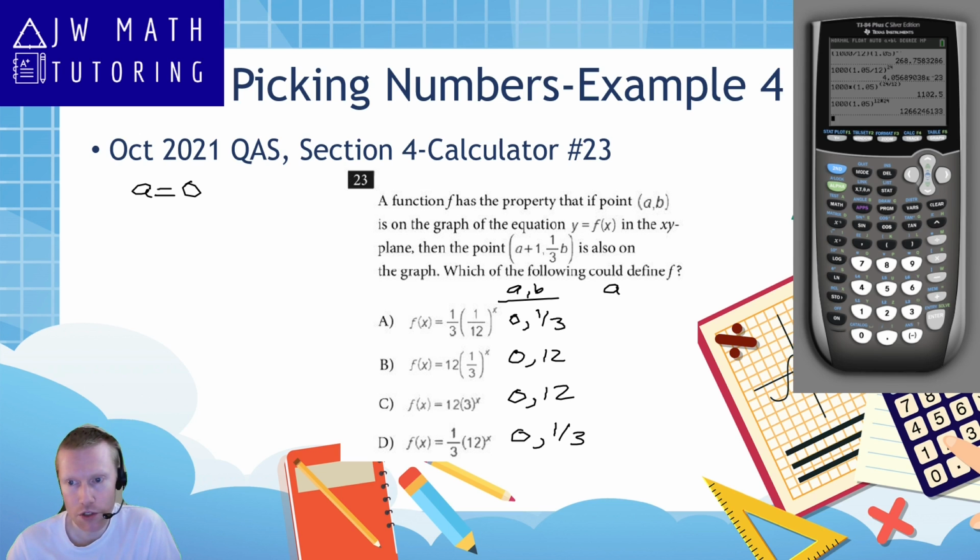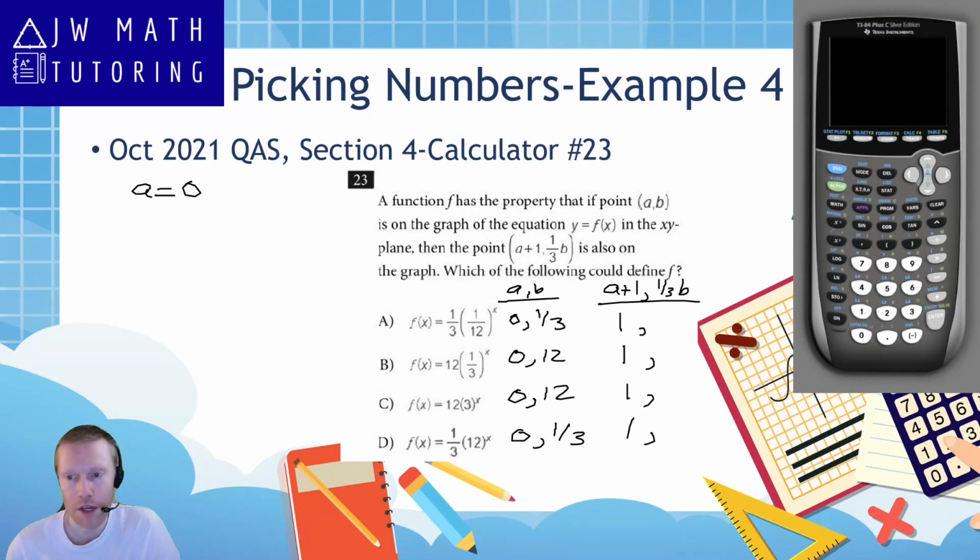Now I'm going to find a plus 1, 1/3 b, and then I'm going to plug the a plus 1, whatever that number is, into each function, and I'm going to see if the output, or my y value, matches my 1/3 b value in this column. So now a plus 1 is obviously just 1 for all of these. I just take 0 and add 1 to it.